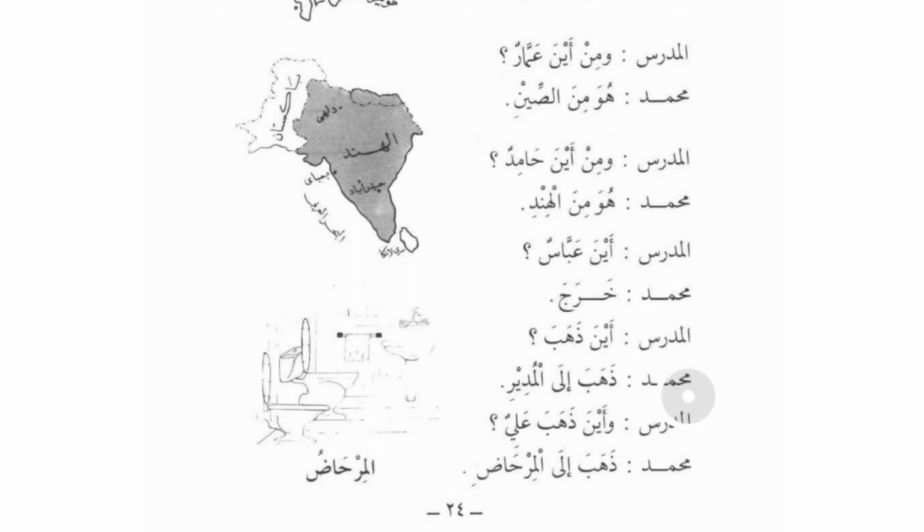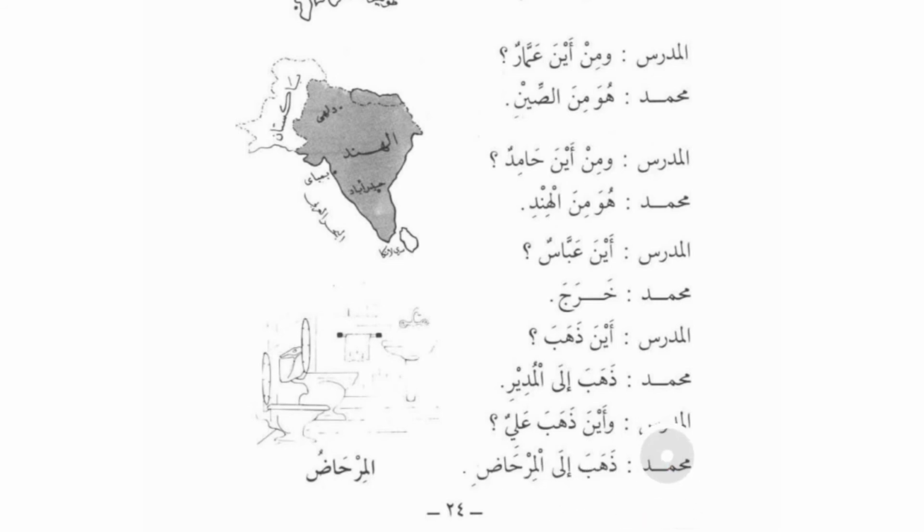So Muhammad says, Zahaba ila al-mudir. He's gone to meet the mudir, the proprietor. Wa aina zahaba Ali, and where did Ali go to? Zahaba ila al-mirhat. Ali went to the toilet. So this is the mirhat. You can see it's the toilet, mirhat.